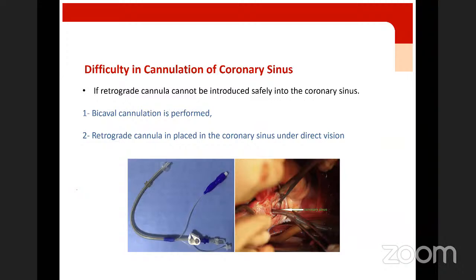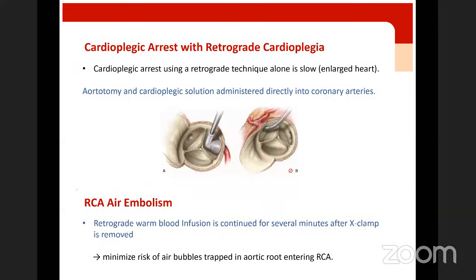In case of difficulty cannulating the coronary sinus via the retrograde cannula, to be safe, probably bicaval cannulation should be performed, and then the retrograde cannula is placed under direct vision when we open the right atrium. Cardiac arrest with the retrograde cardioplegia technique alone sometimes can be very slow. It takes a long time to complete standstill, especially if the heart is enlarged. If this is the case, aortotomy is done and antegrade cardioplegia is given directly into the coronary arteries.